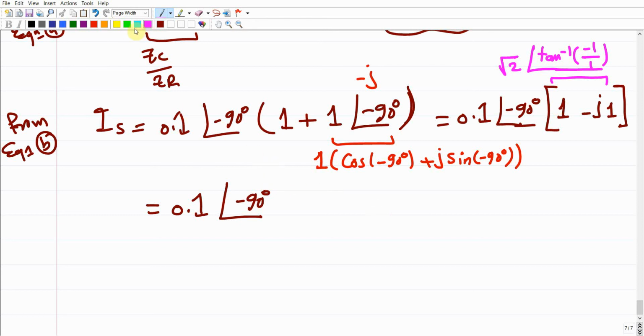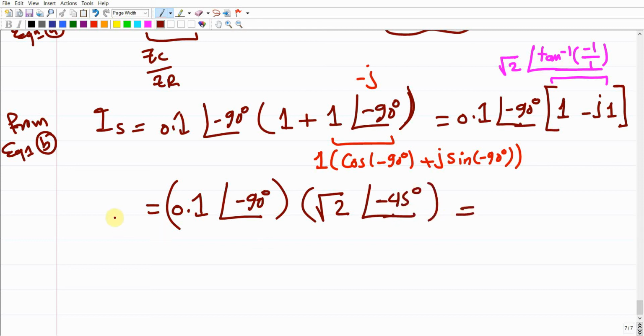So this definitely is gonna give us the multiplication: the first term times another term, which is square root of 2 with an angle of negative 45 degrees. Doing the multiplication, we're gonna end up with IS. So at the end, this is gonna give us IS equals 0.1 times square root of 2, which is gonna give us, how much?